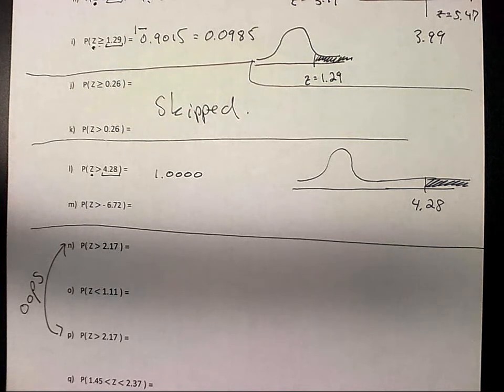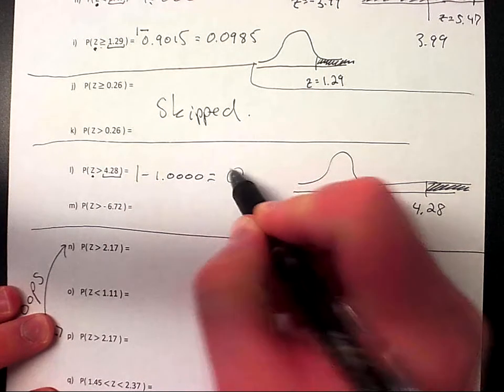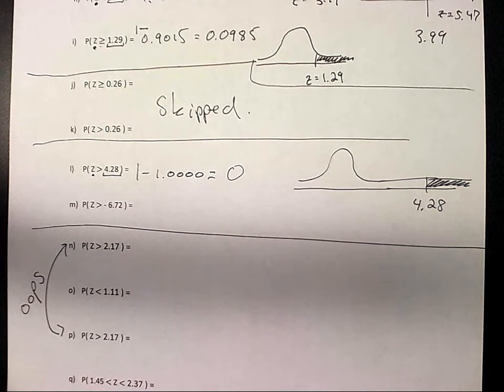Subtract it from 1, because here we're shading in the opposite direction of our table. Our table gives us what's from here down, from 4.28 down. So therefore, we have to take 1 minus 1.000. So that's going to give us approximately 0%. Everybody good with this? All right.